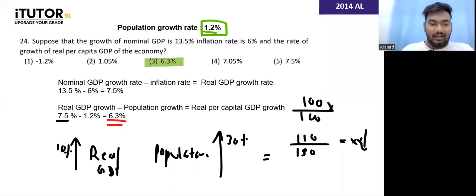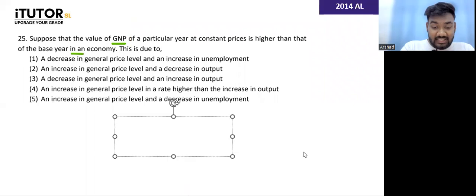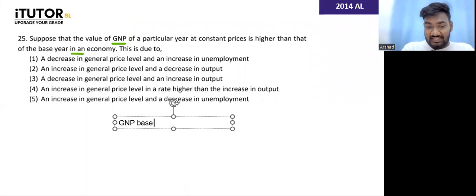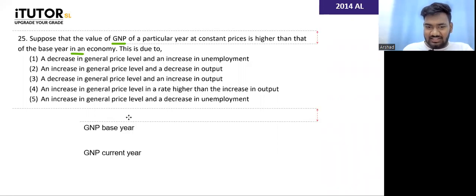Right. Last question for 2014. Suppose that the value of GNP of a particular year at constant prices is higher than the base year. This is due to what? You have the GNP in the base year, and then the GNP in the current year. They are saying the value of GNP in a particular year at constant prices. How do we calculate GNP or GDP?